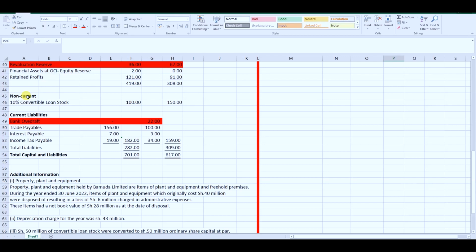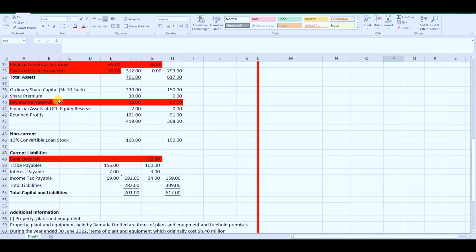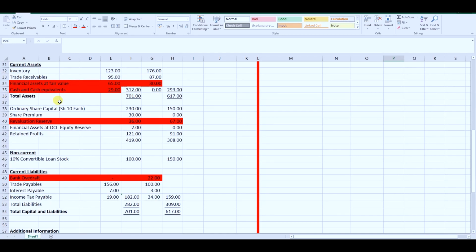Balance at the beginning. Well, this is convertible loan stock. That should not be the one over here. Just a second. This is the part that relates to share capital over here. Balance at the beginning, yes, it's right here. It's this 150 here. Balance at the beginning, the 150.